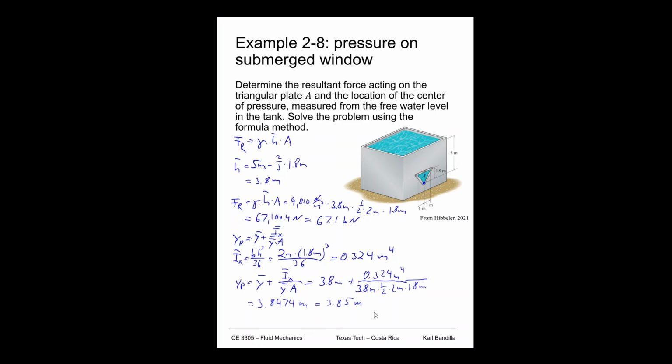So we now know that the overall force acting on that window based on the pressure is 67.1 kilonewtons, and we know that it is 3.85 meters down. So just a little bit past where we said the centroid of the glass is, about 5 centimeters down from that. So that all makes sense.